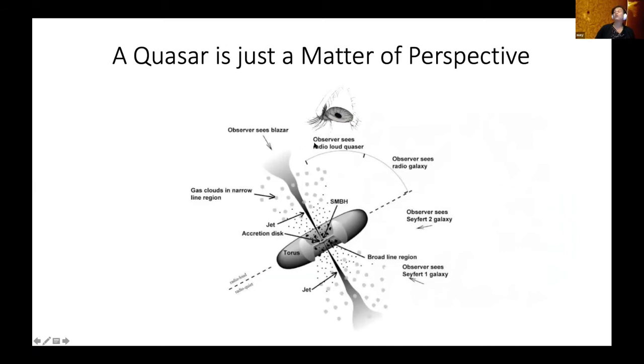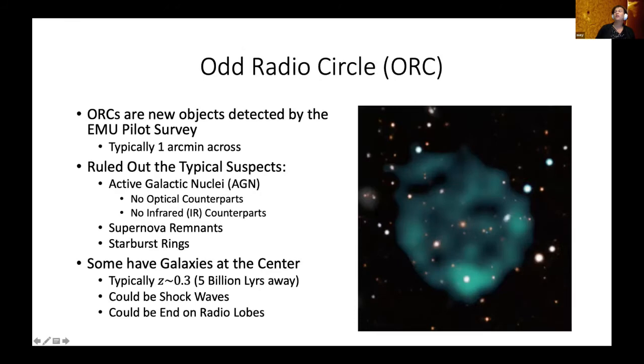So for historical reasons, you would see all these objects and they didn't know that it was a unified thing. This is what they tend to believe now when you see these different objects such as Seyfert galaxies and so forth, that really you're just looking at a different angle at which the jets are coming towards you from these active galactic nuclei.